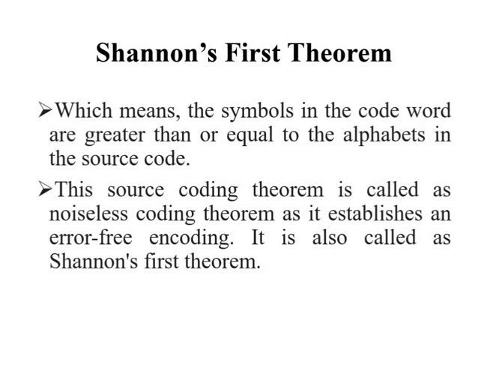From our discussion, it is concluded that Shannon's first theorem means the symbols in the code word are greater than or equal to the alphabets in the source code. This source coding theorem is also called the noiseless coding theorem, and it establishes error-free encoding. It is also called Shannon's first theorem. This is all about Shannon's first theorem.